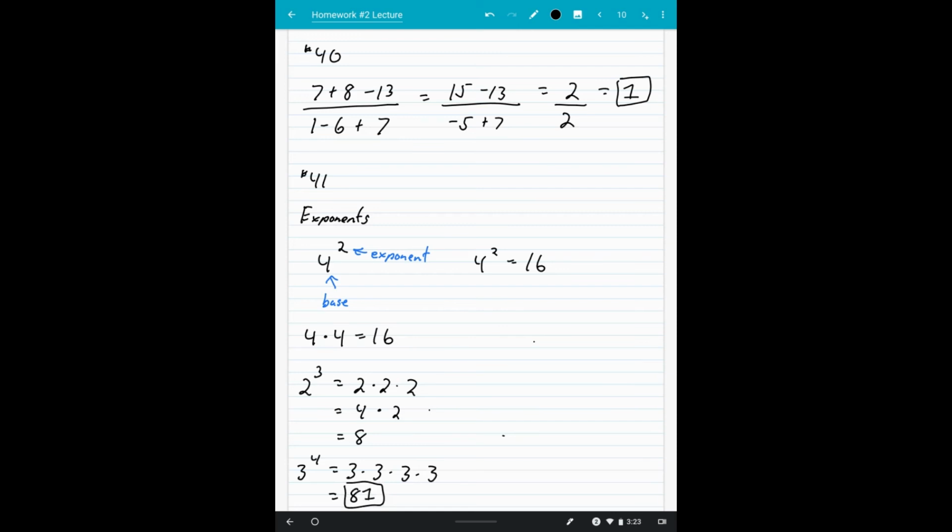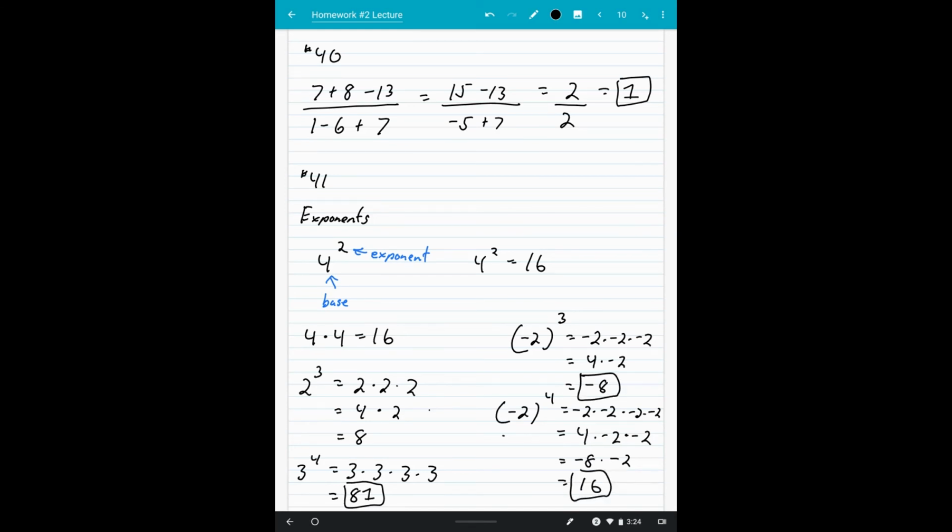What if we have a negative number? What if I have negative 2 to the third power? That's negative 2 times negative 2 times negative 2. Negative 2 times negative 2 makes 4 times negative 2. 4 times negative 2 makes negative 8. But what if I had negative 2 to the fourth power? Negative 2 times negative 2 times negative 2 times negative 2. Negative 2 times negative 2 makes 4. 4 times negative 2 makes negative 8. And negative 8 times negative 2 makes 16.